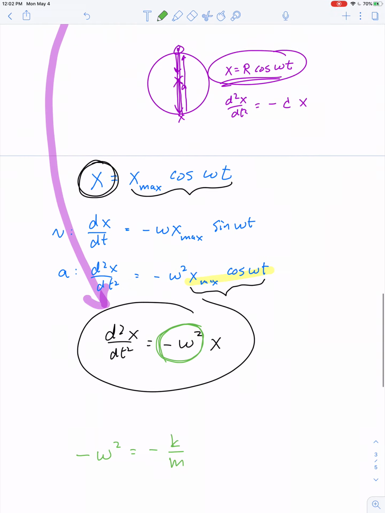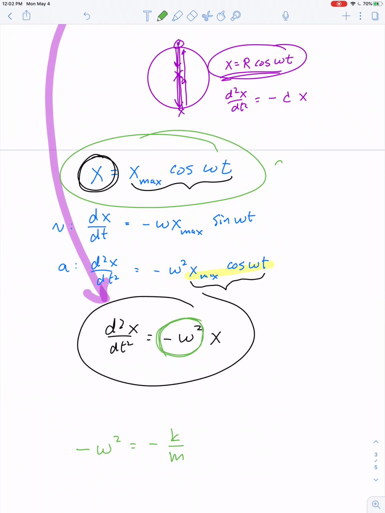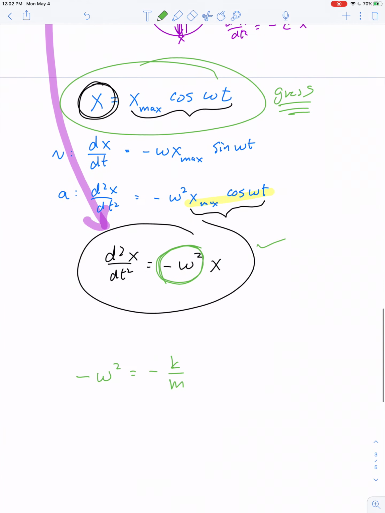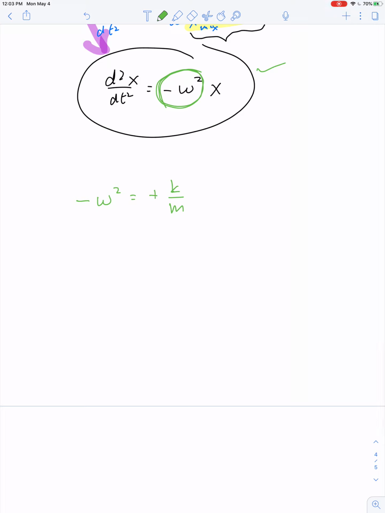And if so, our guess gives us a result that matches the result we know should follow from Newton's second law. We can cancel out the negative signs, and this just means omega is the square root of k over m. Now, period, frequency, and omega are all related to one another, and they're all helpful in helping us determine how quickly the object oscillates. When the frequency is high, the period is small, and vice versa.